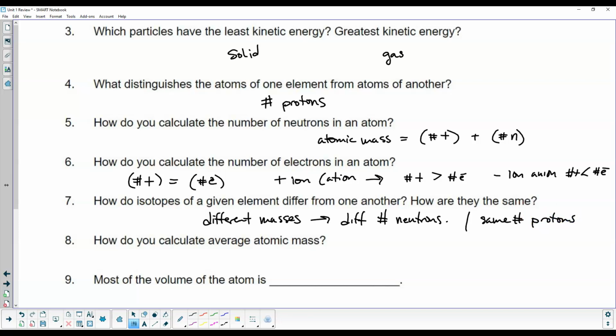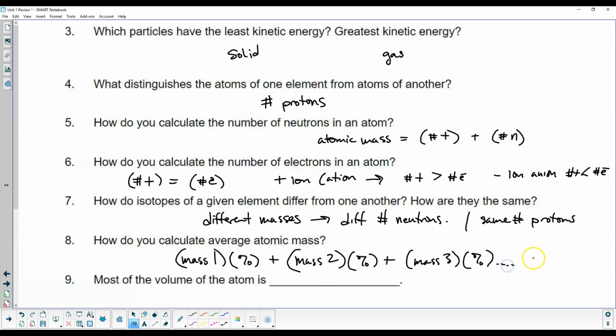How do you calculate average atomic mass? So this is the formula. You take the mass of the first isotope times its percent abundance plus the mass of the second isotope times its abundance plus the mass of the third times its percent, and you keep going until you get to all of them. That's going to give you the average mass.